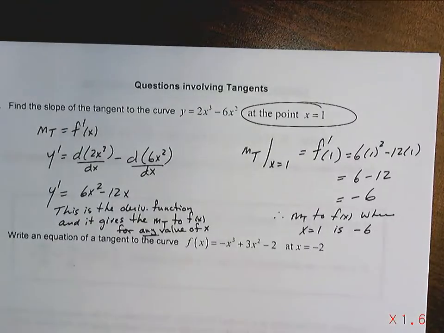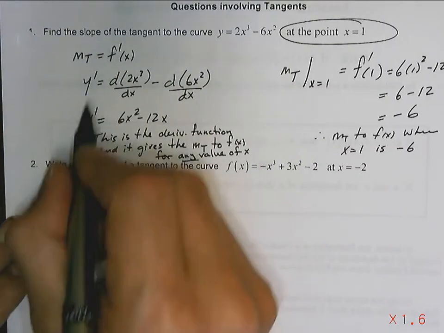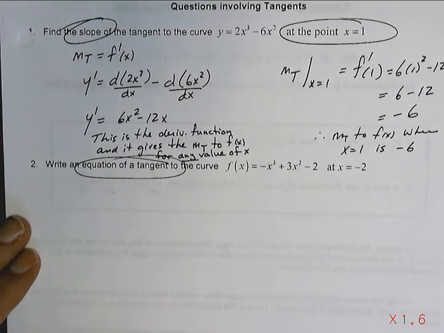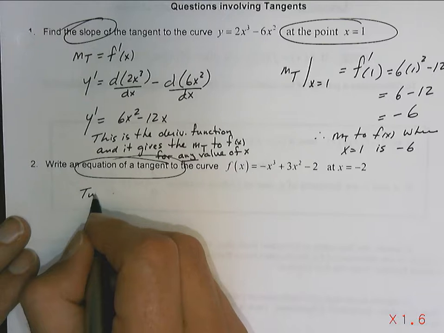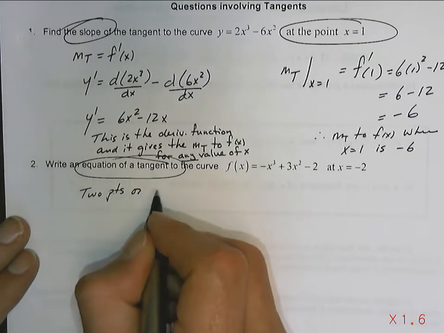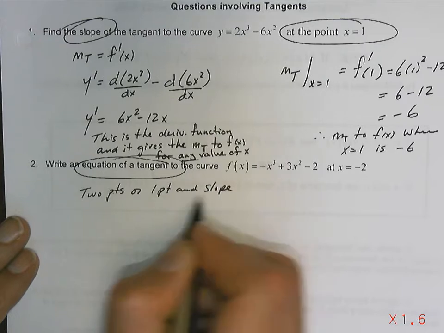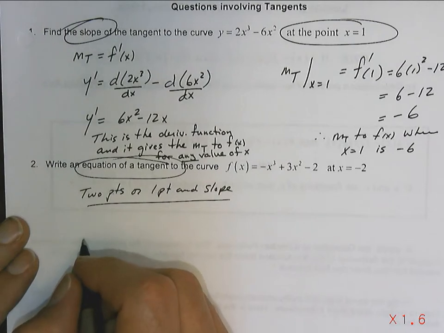Okay? Okay. Write an equation of a tangent to the curve. Now there's a difference. This was the slope. This is the equation of the tangent. Big difference. To come up with the equation of a tangent or the equation of any line, I need 2 points or 1 point and slope. That's what I need. So let's come up with the slope.